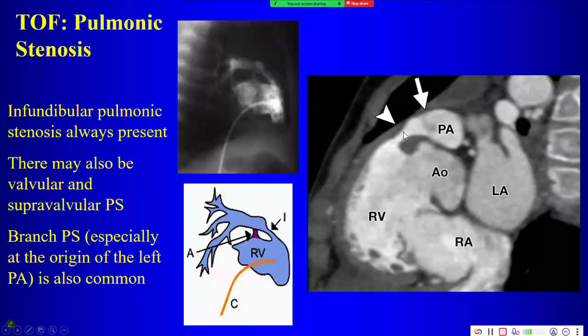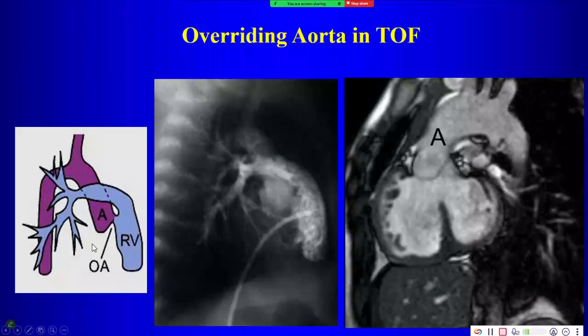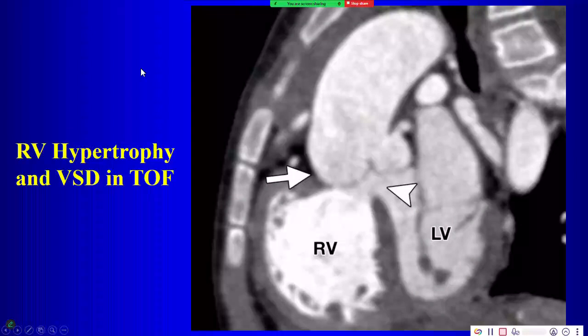So, some examples of narrowing of the outflow tract: infundibular stenosis with tetralogy of Fallot. Now it can also be associated with valvular and supravalvular pulmonic stenosis. Branch pulmonic stenosis can also occur, especially at the origin of the left pulmonary artery in these cases. The overriding aorta means that the aorta overrides a ventricular septal defect. So this allows the aorta to receive blood from both ventricles. Naturally, it should receive blood from the left ventricle, but it can also receive blood from the right ventricle because of the overriding position of the aorta.